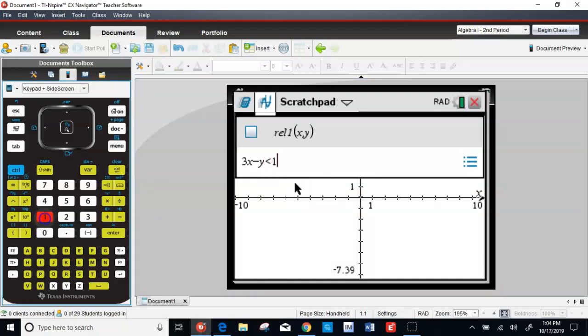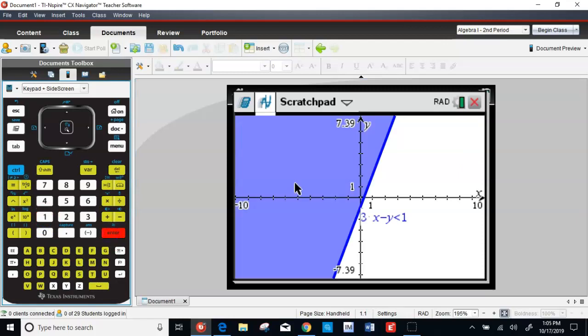Less than 1. Enter. So make sure your graph looks like this before you move on. And check up here to make sure your graph looks like that. If it does, continue on with the rest of the steps. If it's not, please call me over to help you. Probably hit the wrong key or something. That's one of the bigger mistakes.